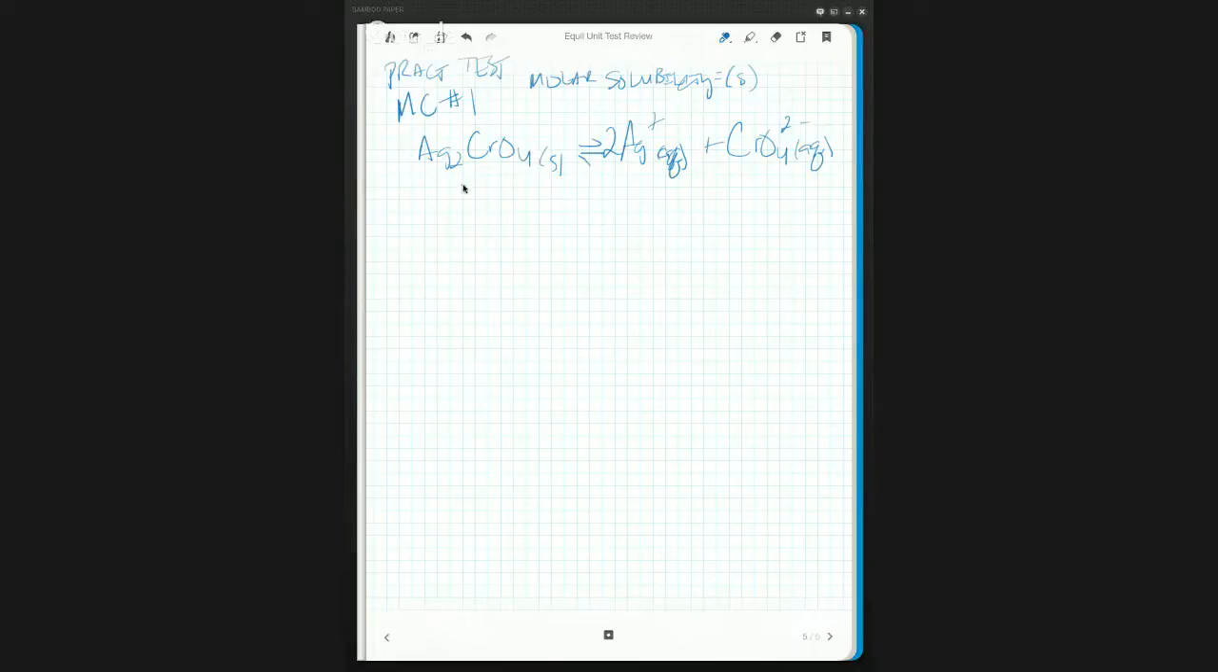So we have our ICE table, and we don't consider solids at all. Initially it's 0. That's not a common ion problem. It just wants to know what the molar solubility is for this substance. So this is going to be a 2s change on this side, and this is just a 1s change. At the end it's 2s, 1s, and your Ksp is equal to the concentration of Ag plus squared, because 2 is the coefficient, times CrO4 2 minus.